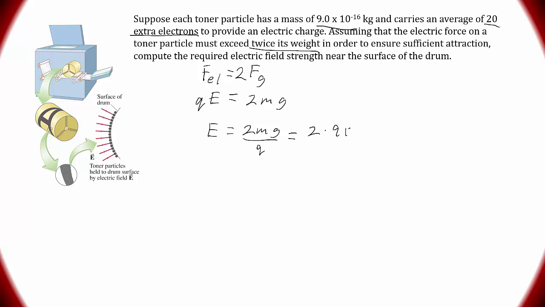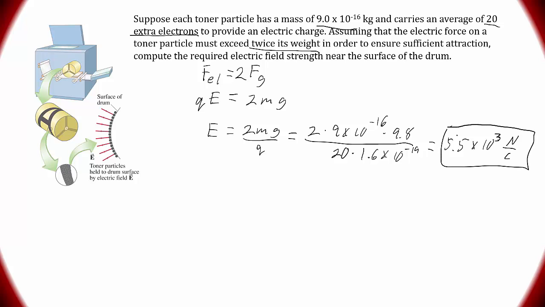The mass is 9 times 10 to the negative 16th. g is going to be 9.8, and Q is going to be 20 times the charge of an electron, and that is the elementary charge. We'll just round that to 1.6 times 10 to the negative 19th, and that works out to be 5.5 times 10 to the third, not fifth, 10 to the third. And the units, as we mentioned earlier, it's the force per unit charge. So units of force are newtons, units of charge are coulombs. So one of the units of the electric field is the newton per coulomb.